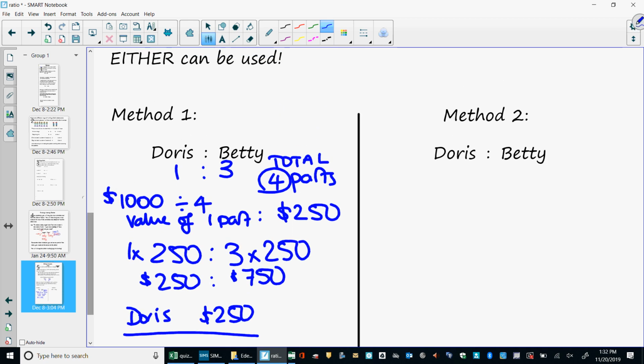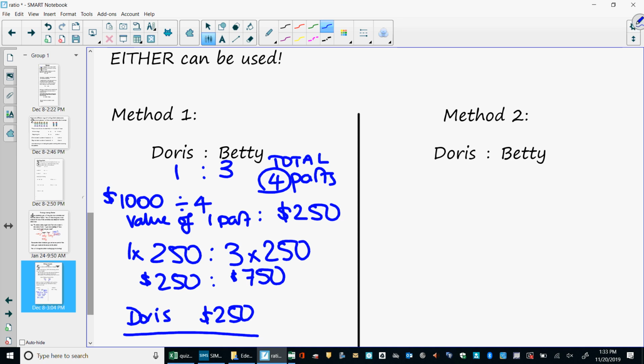This here is 5, and not 10, because Doris is getting 1 portion for every 3 portions that Betty gets. So you just literally add these numbers up.